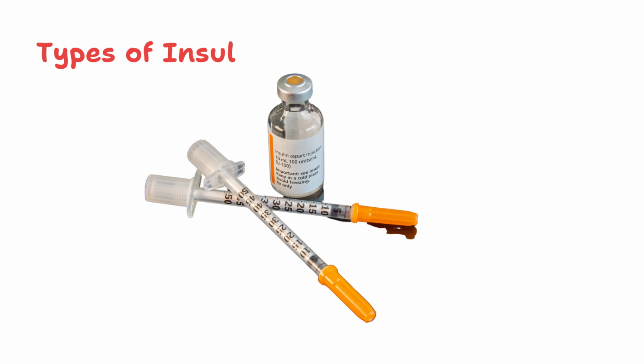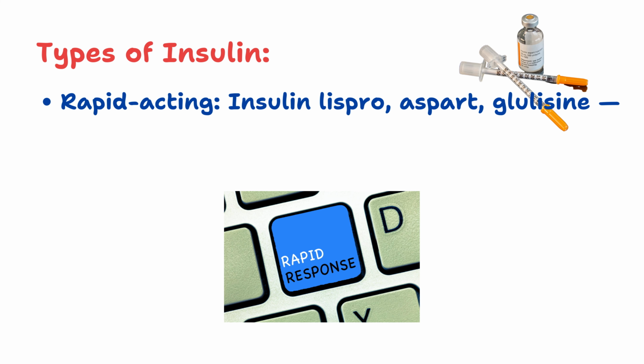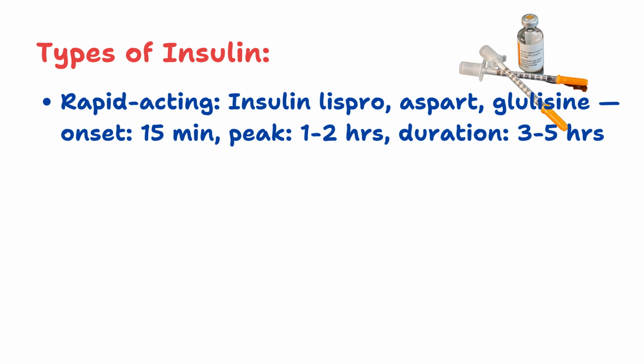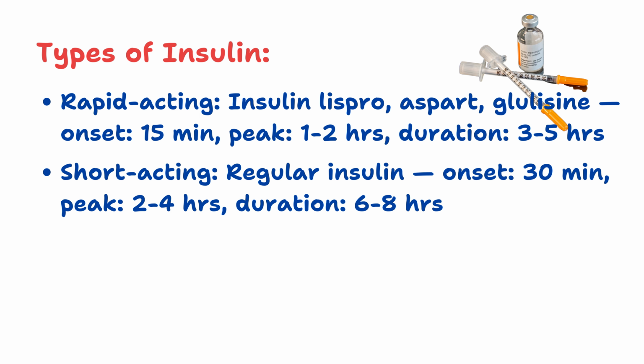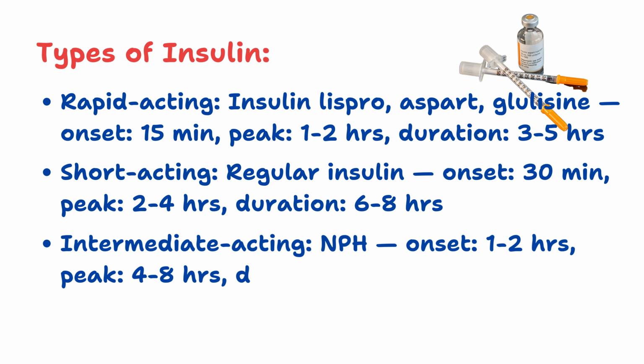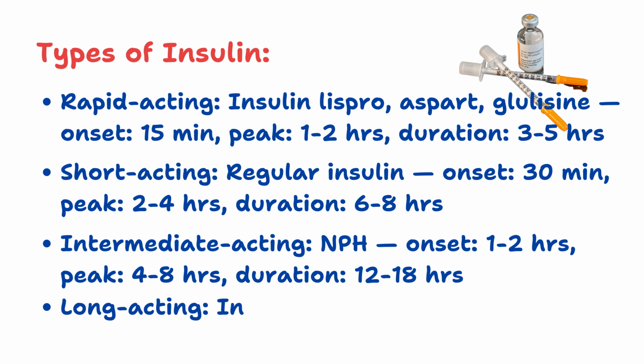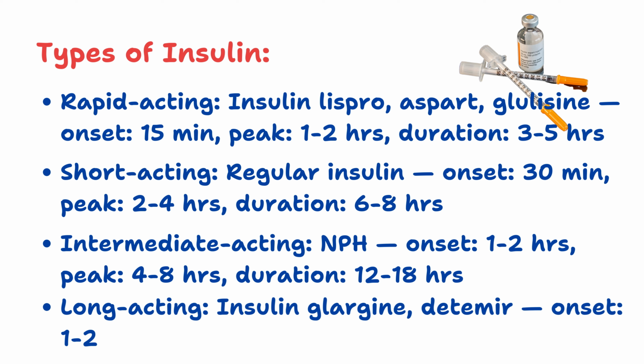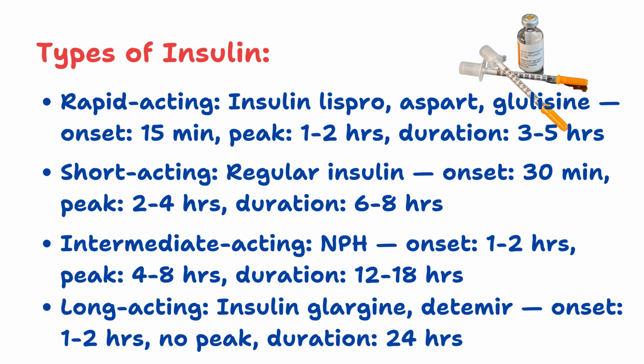Types of insulin. Let's break down the types of insulin. Rapid acting for meals, short acting for more flexibility, intermediate acting like NPH, and long acting insulin like glargine or detemir for basal control. Understanding their timing, onset, peak, and duration is key for safe administration.